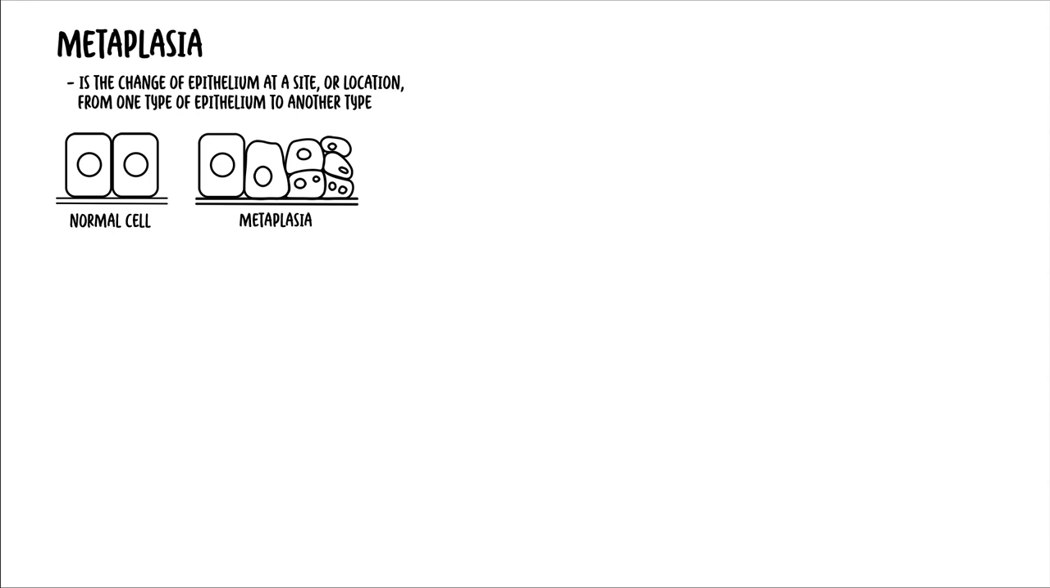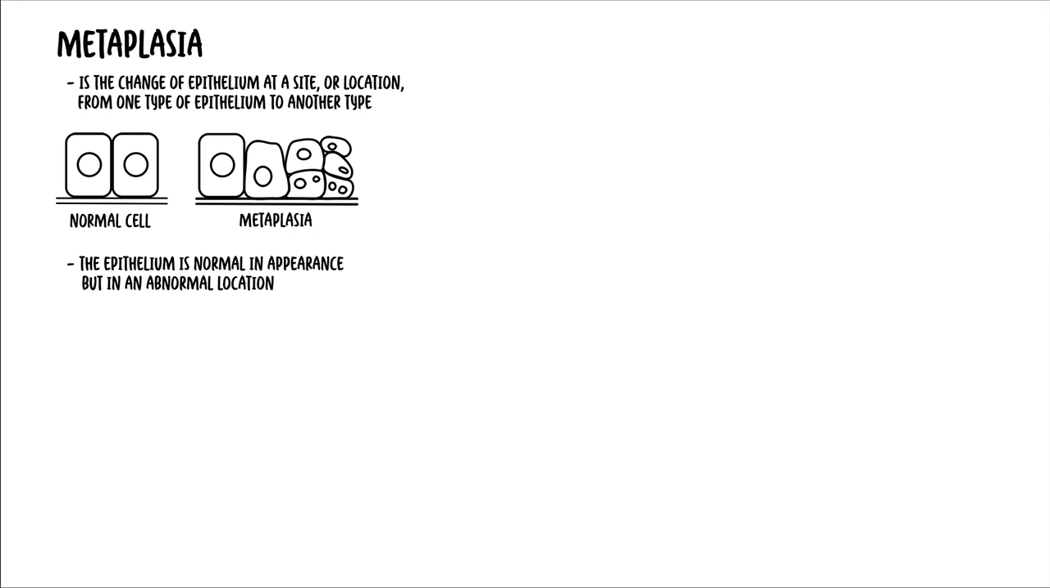The final type of cellular adaptation is metaplasia. Metaplasia is the change of the epithelium at a site or location from one type of epithelium to another type. In metaplasia, the epithelium is normal in appearance, but in an abnormal location. How metaplasia occurs is that the epithelium, the cell that is normally present at the site, cannot handle the new environment, the stimulus, and so it converts to a type of epithelium that can adapt to these changes.